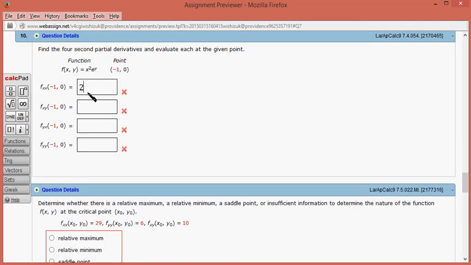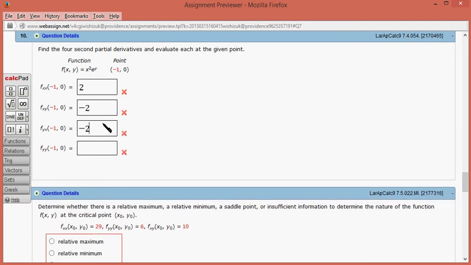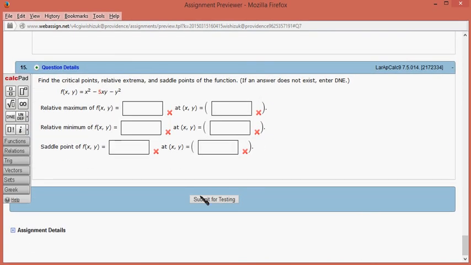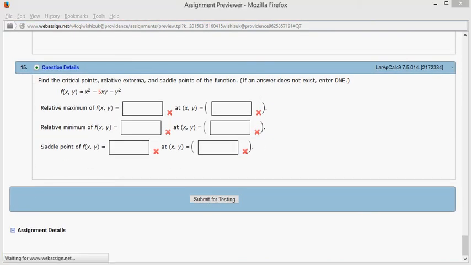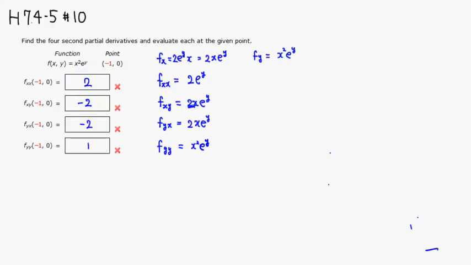which was 2, -2, -2, and 1. Let's check the answer. Submit for testing. It came back, and we got all of these correct. That's it. I hope that this was clear.